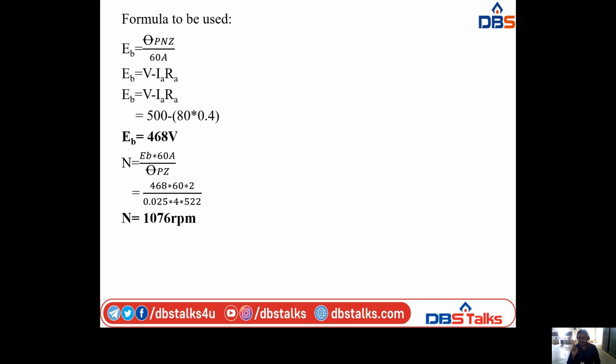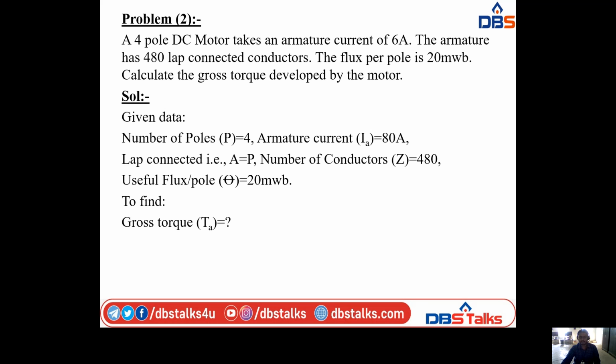This is the solution for the first problem. Next, coming to the second problem, they have given that a 4-pole DC motor takes an armature current of 6 amperes. The armature has 480 lap connected conductors. The flux per pole is 20 milliwebers. Calculate the gross torque developed by the motor.